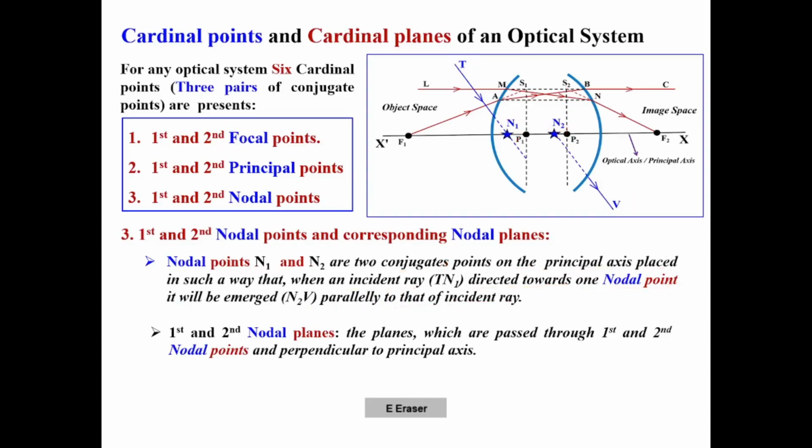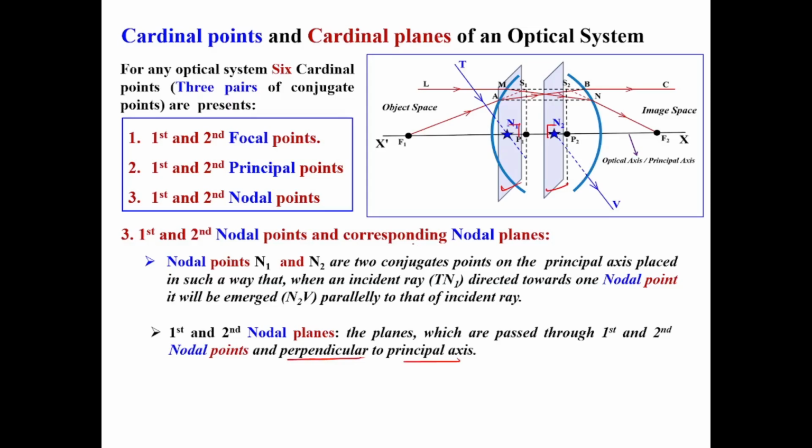Reversely also we can define or understand it in this way. If this is your incident ray, then this will be your emergent ray. This is one nodal point, this is another nodal point. The planes which pass through these two nodal points are called nodal planes. Here these two planes pass through the nodal points and are perpendicular to the principal axis, and are called the first and second nodal planes.